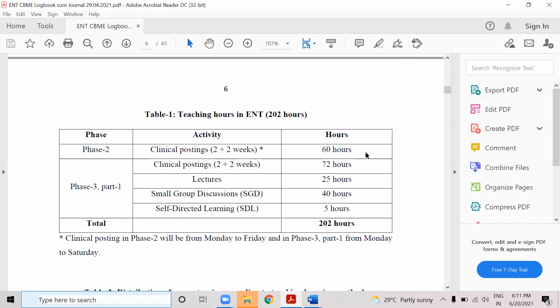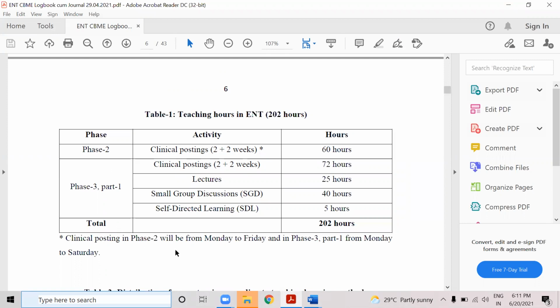So we know that in ENT, in the new CBME curriculum, there are a total of 202 teaching hours. Now this figure is not written anywhere, but I have derived it from the different teaching hours given for clinics and theory lectures. So in phase 2, there will be a 1 month clinical posting. Now at our institute, we have devised 2 postings of 2 weeks each. This depends on the institute, whether they want to do the ENT posting as a single 1 month posting, or they can divide it into 2 postings of 2 weeks each. But 4 weeks should be completed in phase 2.